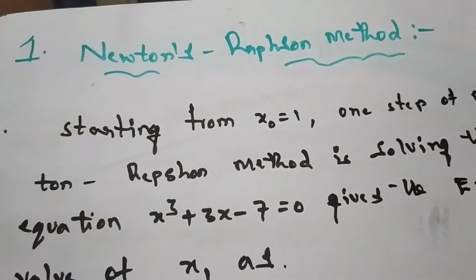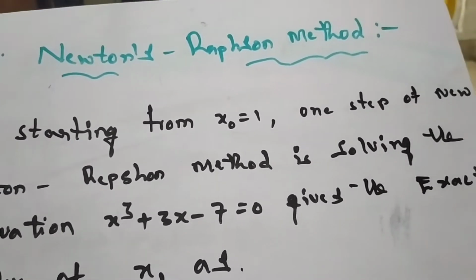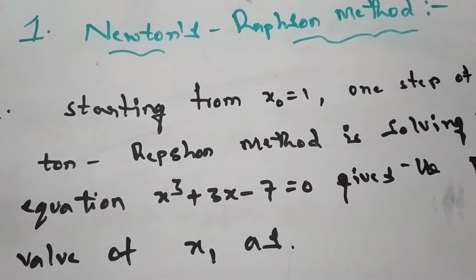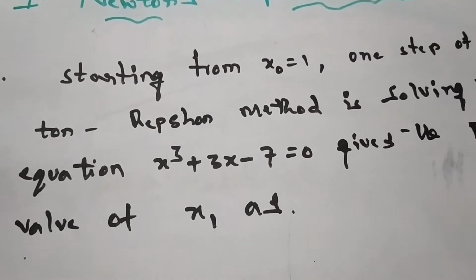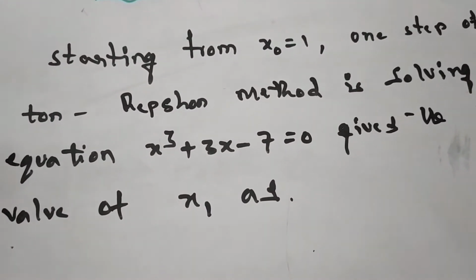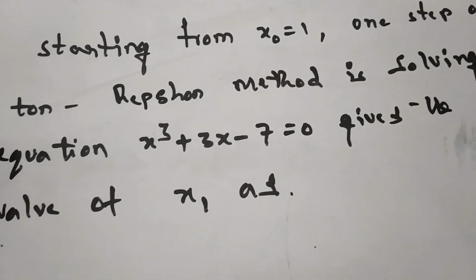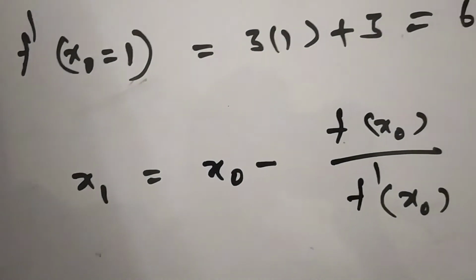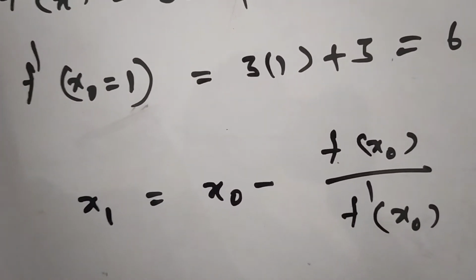Newton-Raphson method, first question. Starting from x naught equal to 1, one step of the Newton-Raphson method on the equation x cubed plus 3x minus 7 equals 0 gives the value of x1 as. That means the initial value is given, x naught equals 1. Directly he is asking for x1. So use this formula: x1 equals x naught minus f of x naught divided by f dash of x naught. Just remember this formula, it is sufficient.